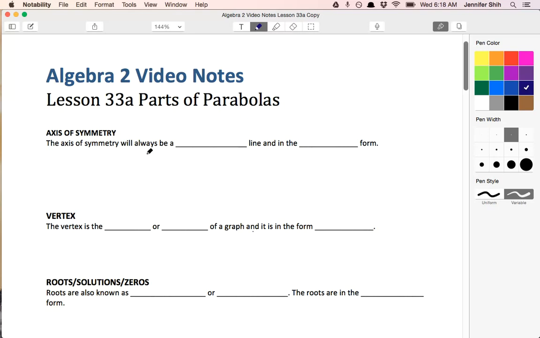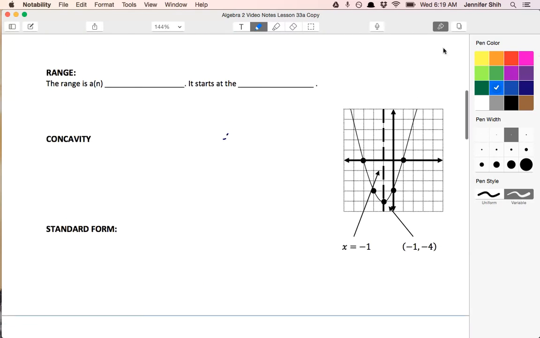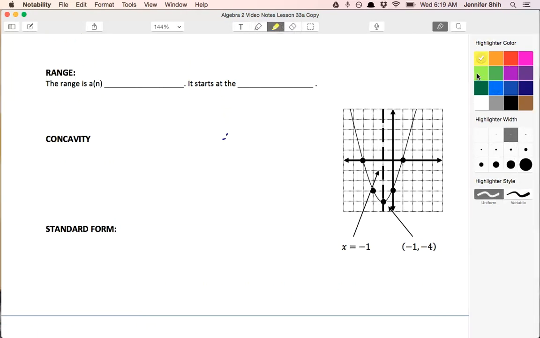Okay, so let's start with the axis of symmetry. The axis of symmetry will always be a vertical line in a parabola. And it's going to be in the form x is equal to some constant or some number. So let's take a look at the graph and see what the axis of symmetry is. There is a line right here that cuts right through the middle. And if you notice, it mirrors on the left and the right, and so it's symmetrical. So that's the axis of symmetry, and it happens at this line, which is x is equal to -1.